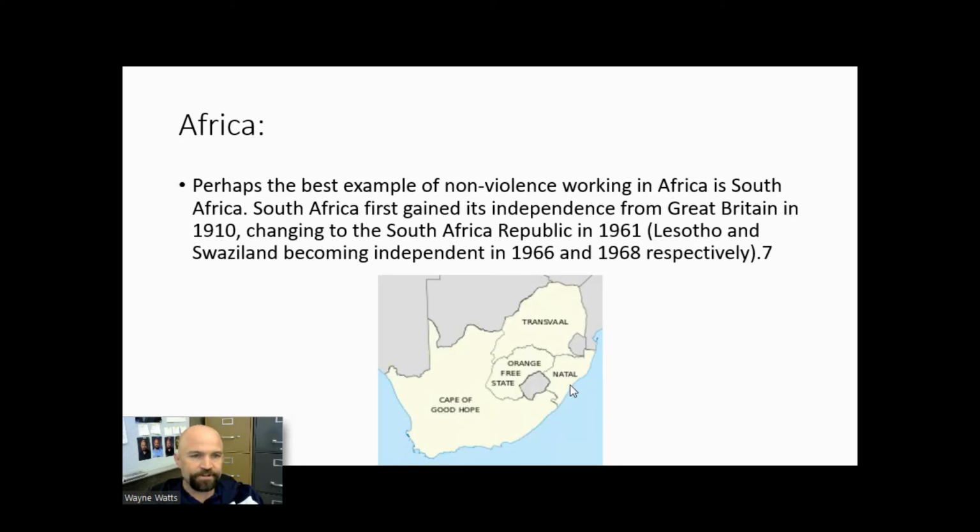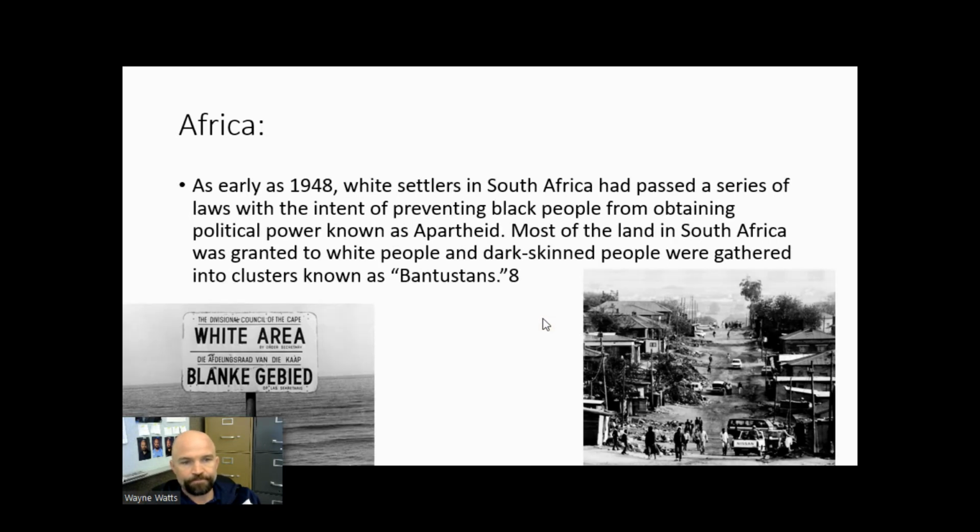Perhaps the best example of nonviolence working in Africa is South Africa. South Africa first gained its independence from Great Britain in 1910, changing to the South African Republic in 1961, Lesotho and Swaziland becoming independent in 1966 and 1968, respectively.